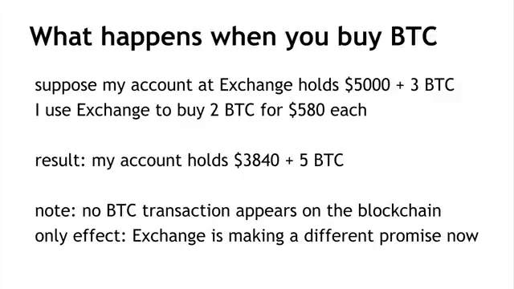So the result of that is that my account is different. Now I have 5 Bitcoins instead of 3, and I also have $3,840. That's my 5,000 initial dollars minus $580 each times 2 Bitcoins. That's 3,840. So now that's what's in my account.